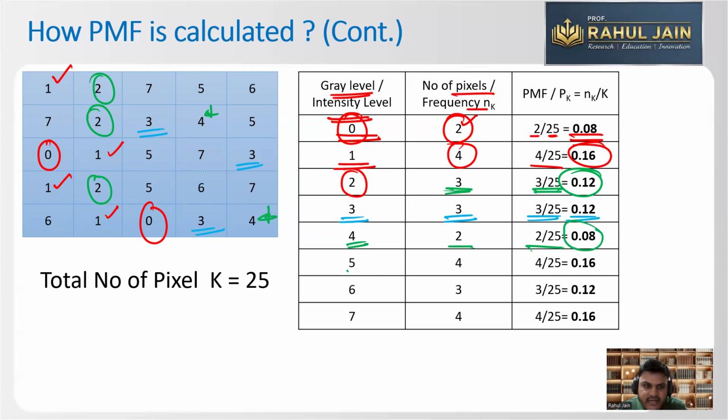Similarly, for 5, it is occurring 4 times, so the probability mass function would be 0.16. Similarly, for 6, the frequency of intensity level 6 is 3, so the probability mass function will be 0.12. And similarly, for 7, the occurrence of intensity level 7 in this image is 4, so the probability mass function would be 0.16. Right? So this is what we are calling probability mass function.